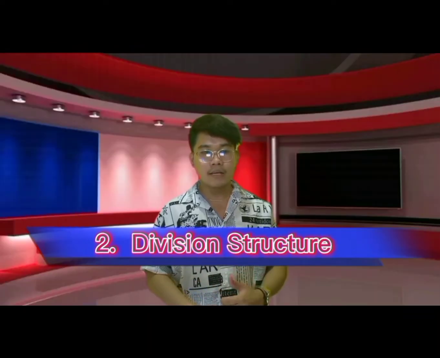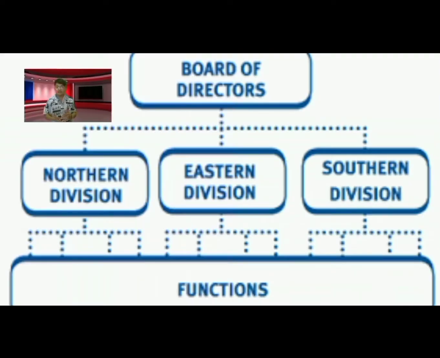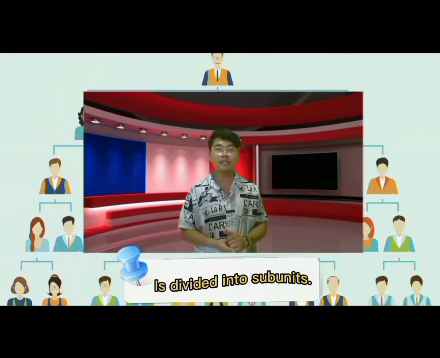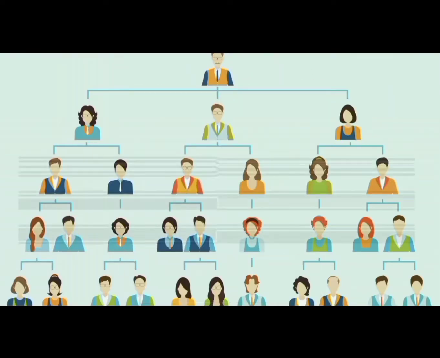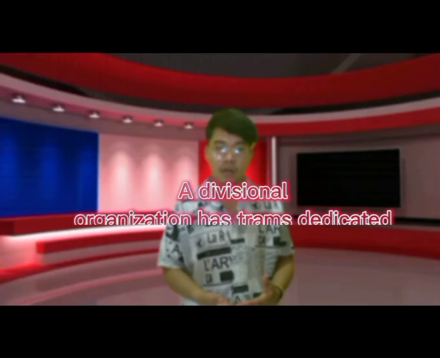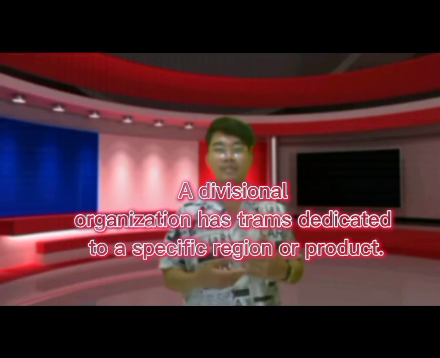Second one, divisional structure. It is a system in which a company segments its employees based on products or markets, as opposed to their job roles. Some companies have marketing, sales, and communication departments, while a divisional organization has teams dedicated to a specific region or product.